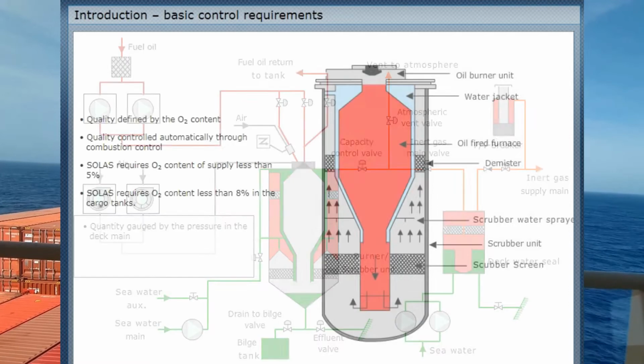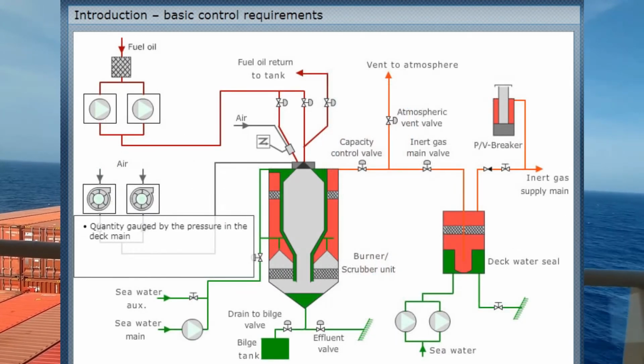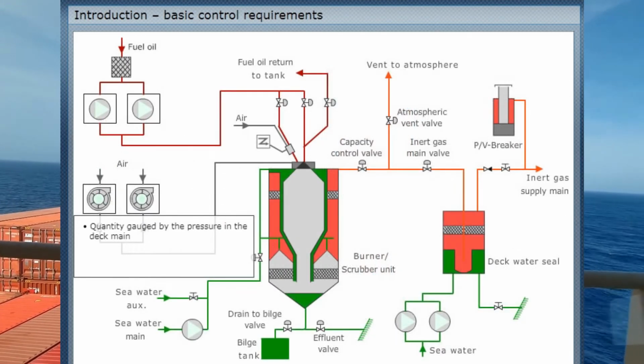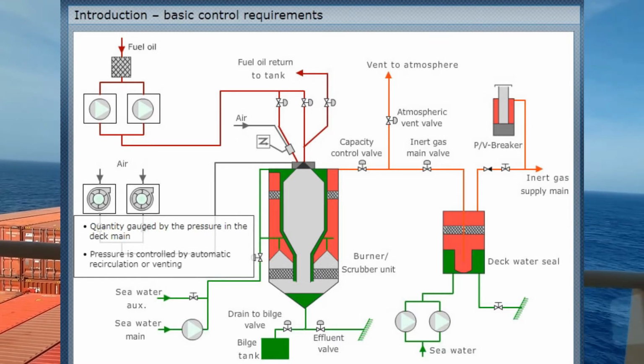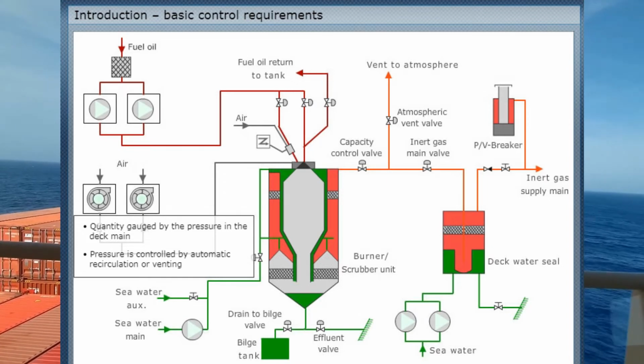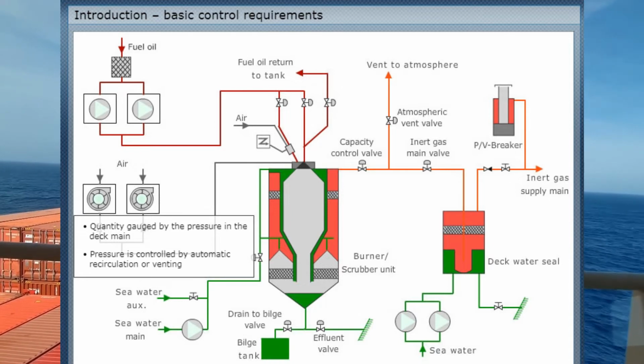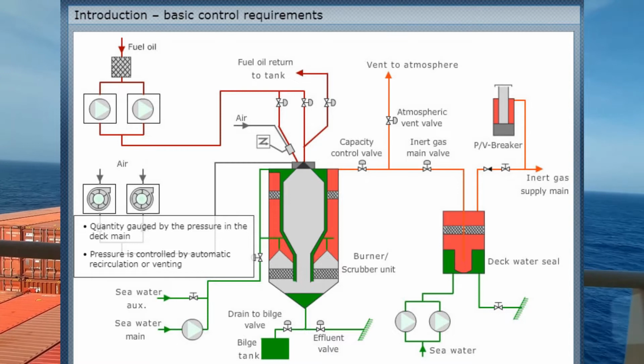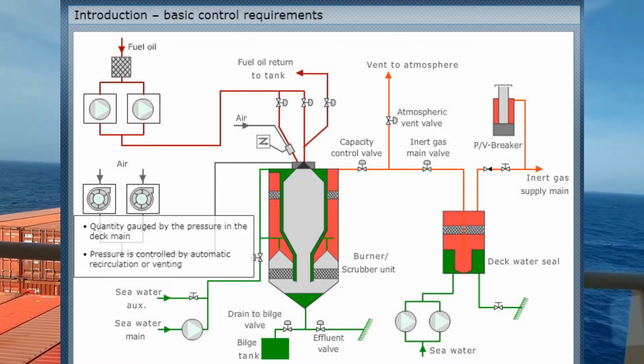tanks. The quantity of inert gas is generally gauged by monitoring the pressure in the inert gas deck main. The pressure, and therefore quantity, is controlled automatically by either recirculating or venting to the atmosphere. In this chapter we will look at how the quality and quantity of inert gas produced by a typical inert gas generator are controlled. You should always refer to the actual operations manual for the particular equipment on board your vessel.